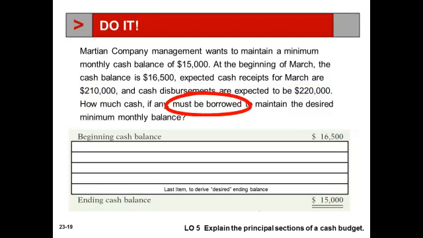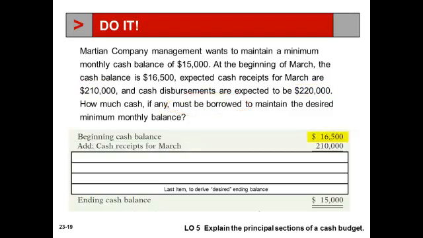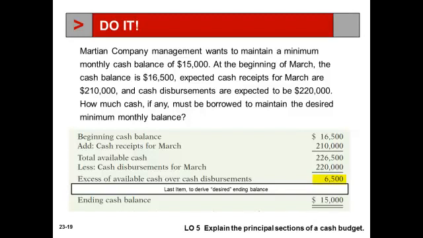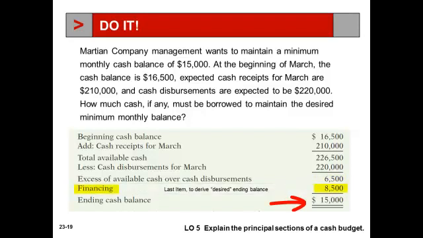So, starting with our beginning balance of $16,500, we add in our receipts for March, $210,000. Total available cash, $226,500. From that, we subtract our expected disbursements for March of $220,000. Come down to an excess available cash over disbursements of $6,500. The activity for the month plus the beginning balance. But we desire a $15,000 minimum balance, so our final decision is to borrow $8,500 in this quarter to maintain that minimum $15,000 cash balance.